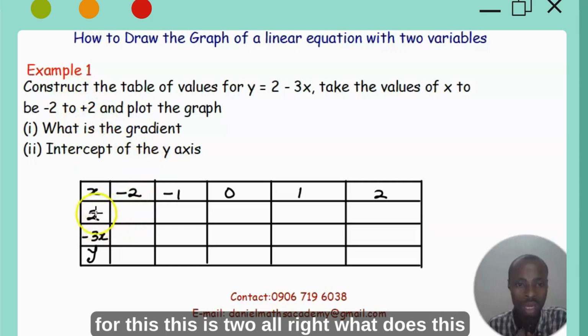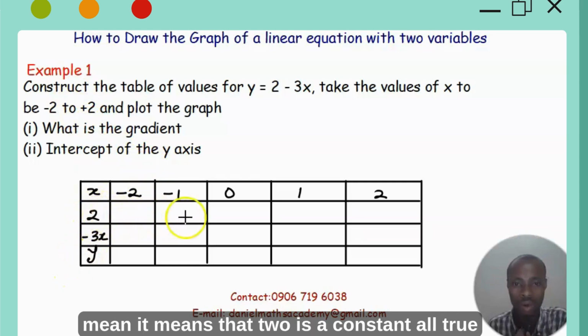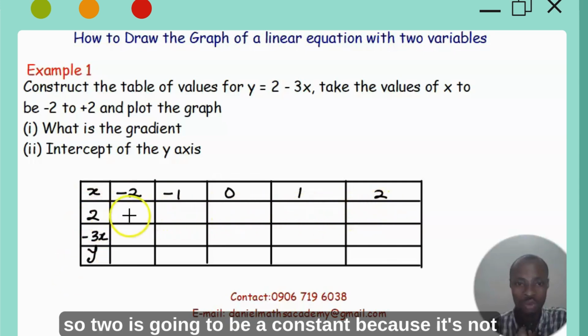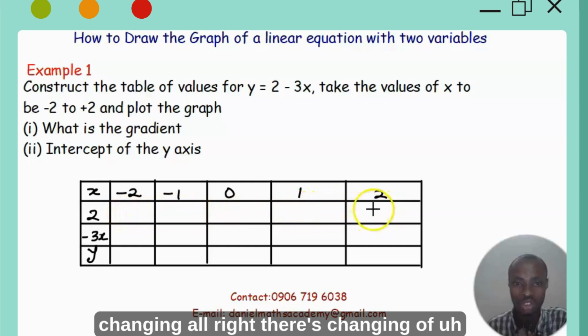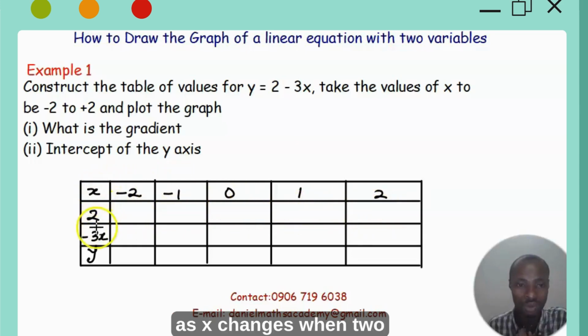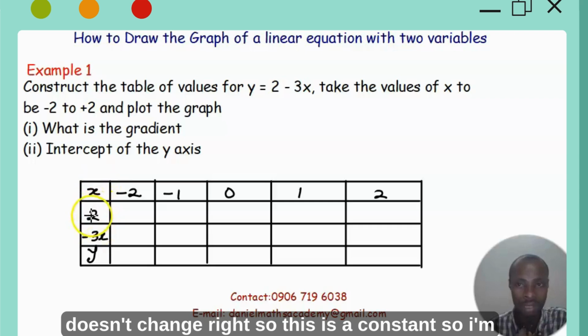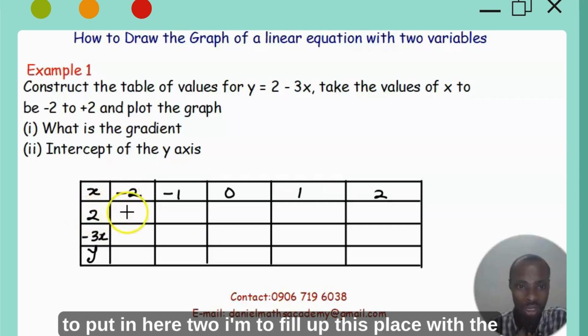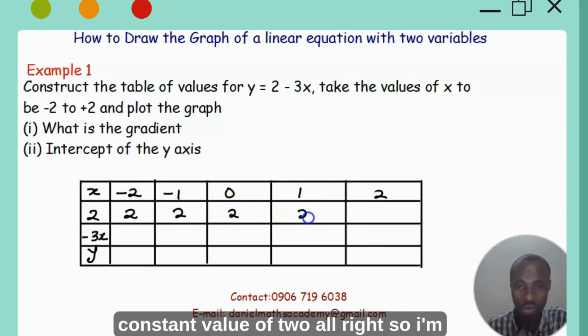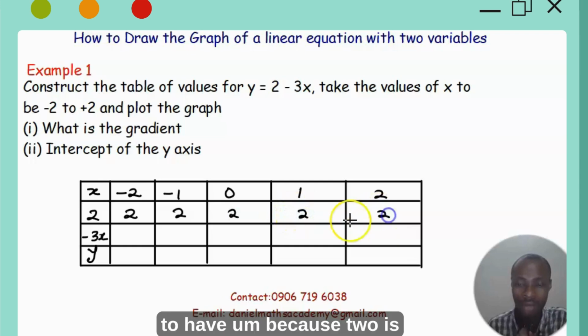So what do we do for this? This is 2. What does this mean? It means that 2 is a constant all through, because it's not changing. As x changes, 2 doesn't change, right? So this is just a constant. I'm going to fill up this place with a constant value of 2, because 2 is not changing.